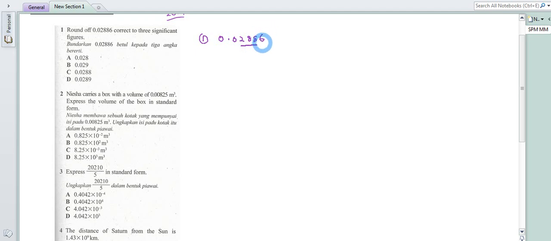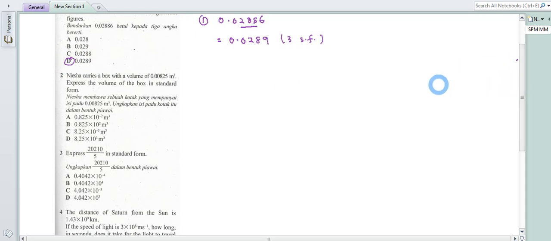So I need to look at this number. This is 6. I need to add 1 here. So it becomes 0.0289, three significant figures. So the answer is 0.0289. Okay, so we are done. Easy, right? So how about the second one?